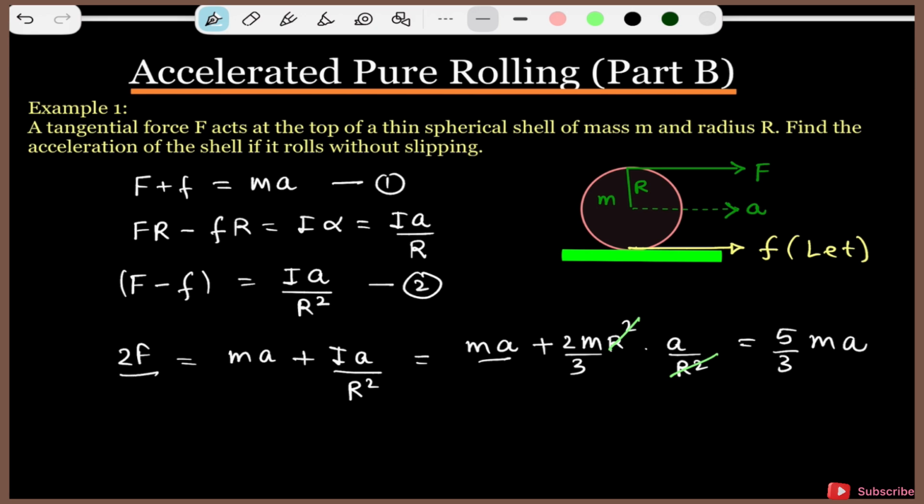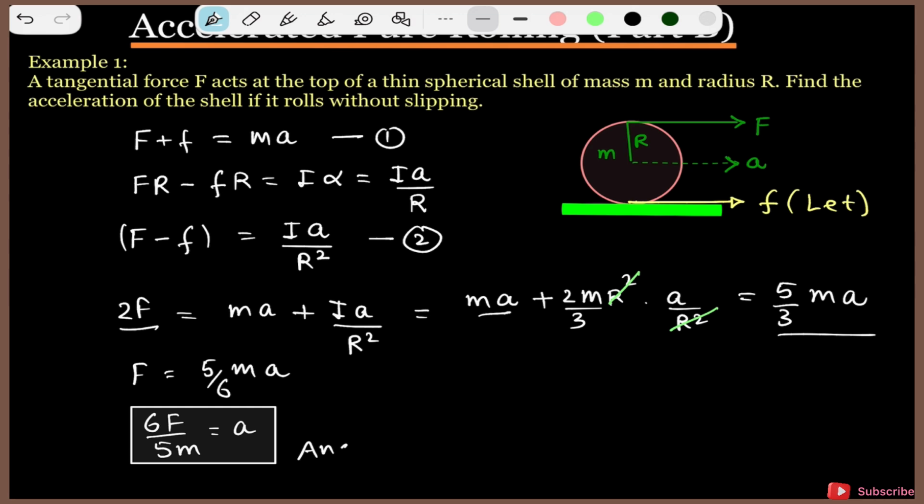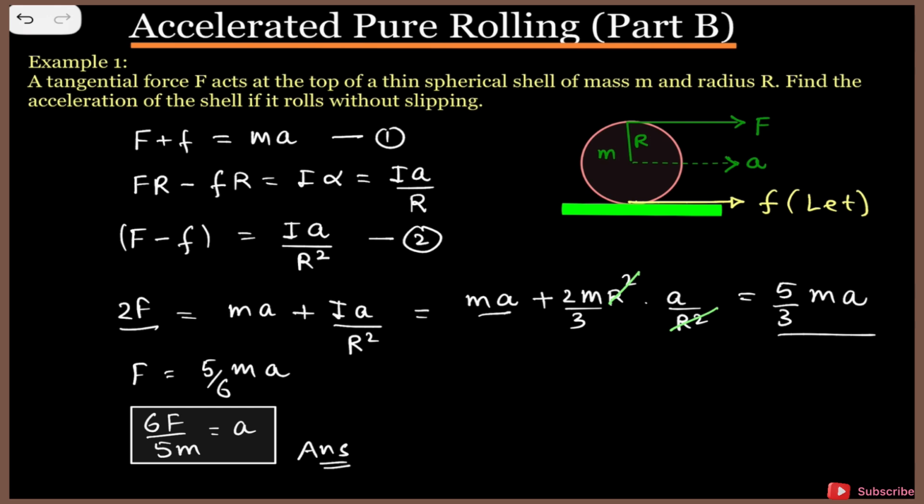So now we have 2F equals to this value. So F can be written as 5 by 6 ma. This is the value of F in terms of acceleration. So the acceleration can be written as 6F by 5m, which is nothing but the required acceleration in this question. Okay, so this is our answer for this question. So it is quite straightforward. Just apply the translational equation and the rotational equation, plug in the value of moment of inertia, and you are good to go. Let's move to our example number second.